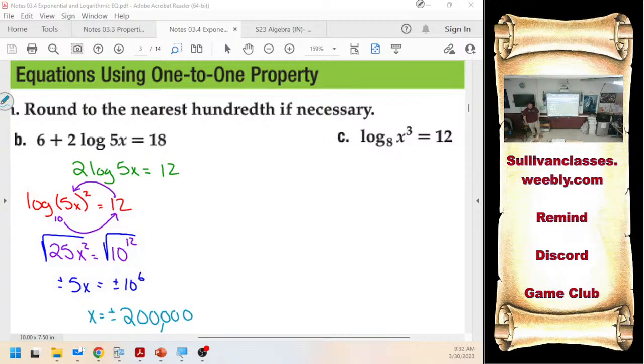Divide by 5. I broke this into 10 times 10 to the 5th so that I could mental math it. You can just grab a calculator. So I get plus or minus 200,000.